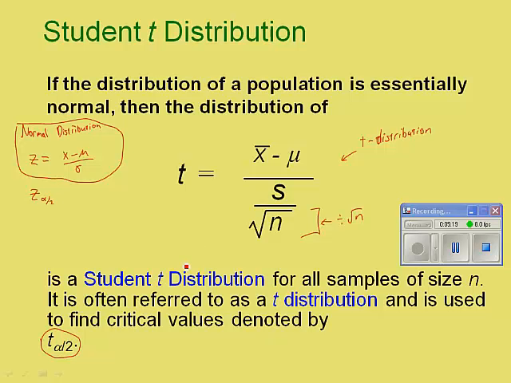Question, Julia? In between the t and the 2? Oh, it's alpha. Okay. T alpha over 2. Thank you for asking. And just like we used to have z alpha over 2. Okay, good. So now, let me show you what they look like.